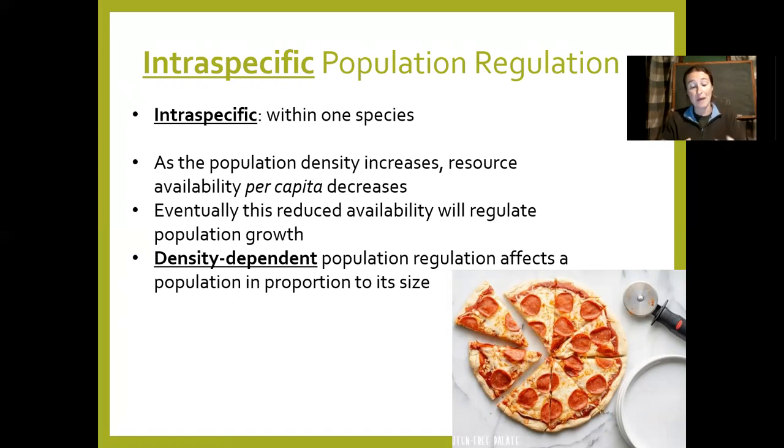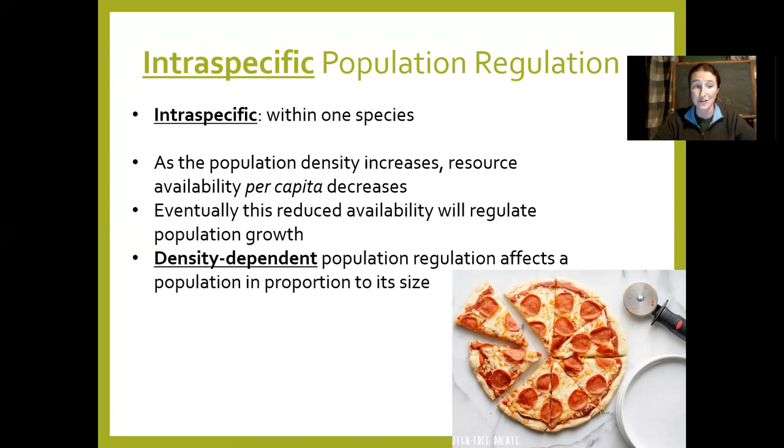So there's a limited amount of resources. Unlike the examples that I've shown so far, where we see this exponential growth, there's a limit to the number of resources. There's only a certain number of pieces of pizza. If the population keeps going up and up and up, then the number of resources per individual is going to decline. Eventually, once you have 8 people, this is going to regulate population growth. It's going to affect how many people are at your party if you don't have enough pizza to go around.